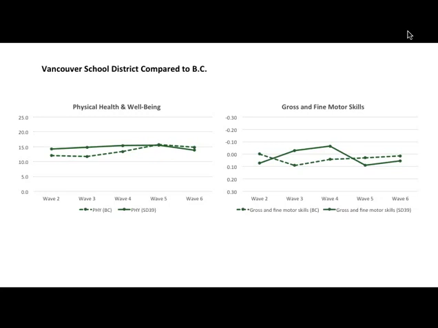But what is it about gross and fine motor skills that started off getting worse in Vancouver, then got better? Why is that different than the rest of the province? Okay, so this is how we kind of interpret these things.